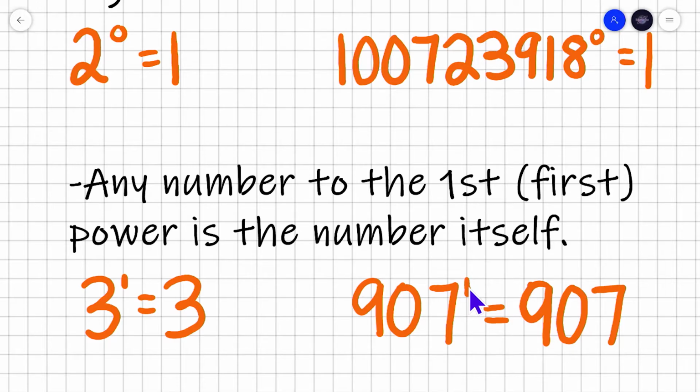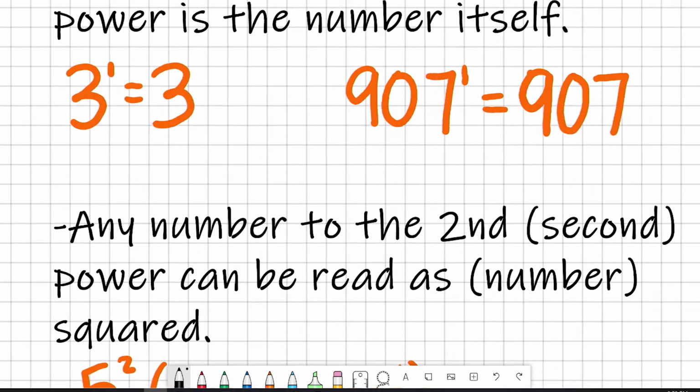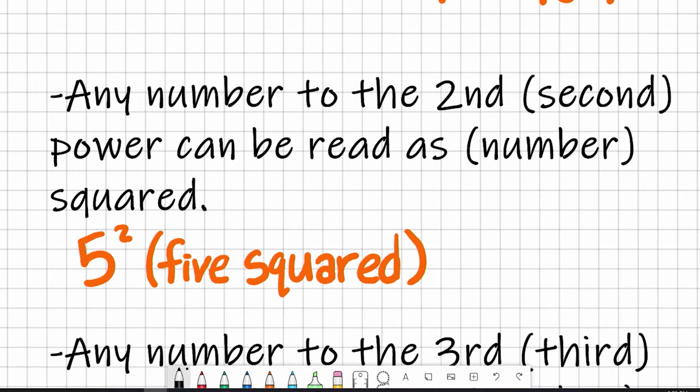That brings me to the third point, which is any number to the second power can be read as the number squared. This doesn't affect the actual value, but people more commonly say something to the second power, not so often just the number squared. It's just easier, I guess. So as you can see, just 5 squared, and I wrote it up here too.